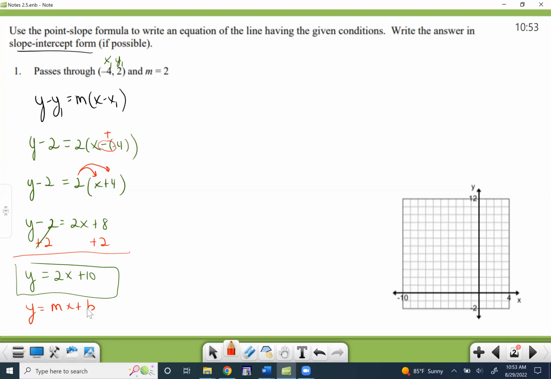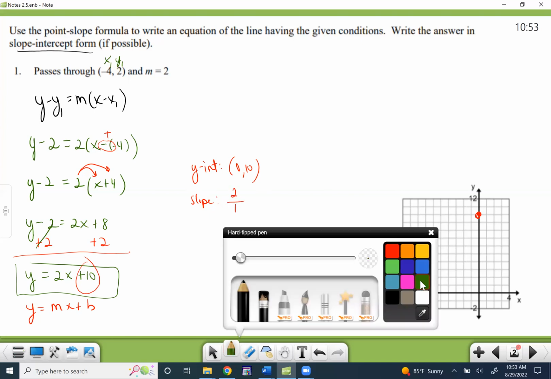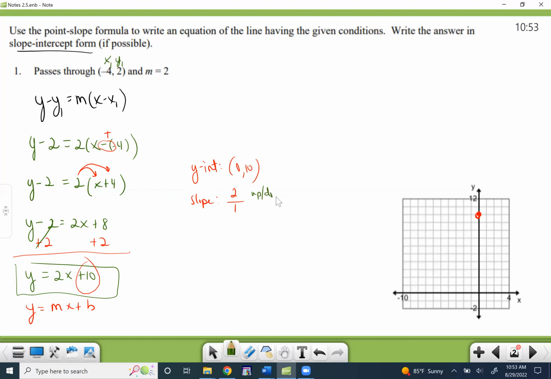Just to give you an idea, if we were to graph this, the y-intercept would be the last number, so 10, or 0, 10. You would have to go up here to 10 and put a dot. Then we know that the slope is 2, but we'll put 2 over 1. And remember, we have to decide, are we going up or down? Are we going left or right? Well, since the 2 is positive, we're going up. Since the 1 is positive, we're going right.